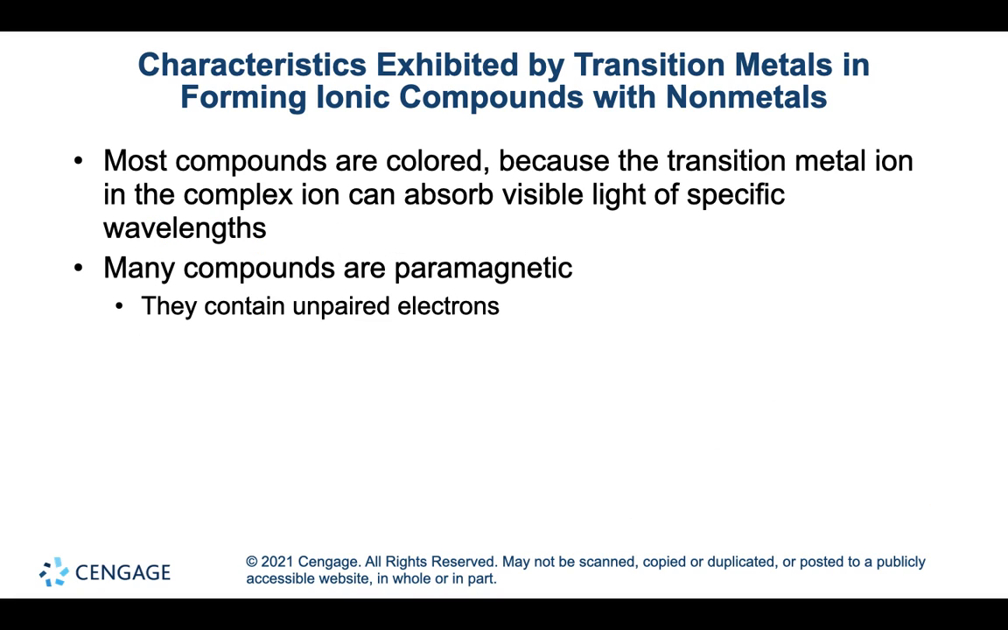A lot of these compounds are colored, and we're going to talk later about how those colors form. Many of them are also paramagnetic, meaning they contain unpaired electrons, and that's also an aspect of the bonding that occurs in using those d orbitals.